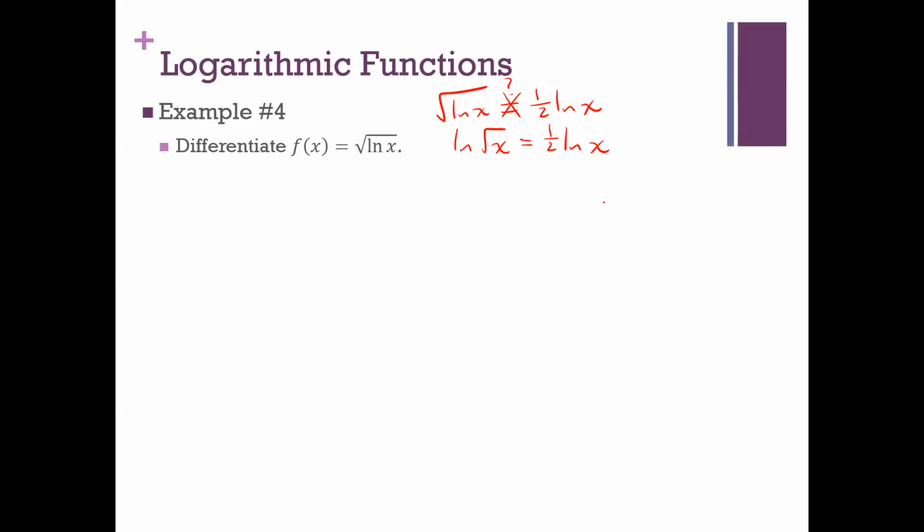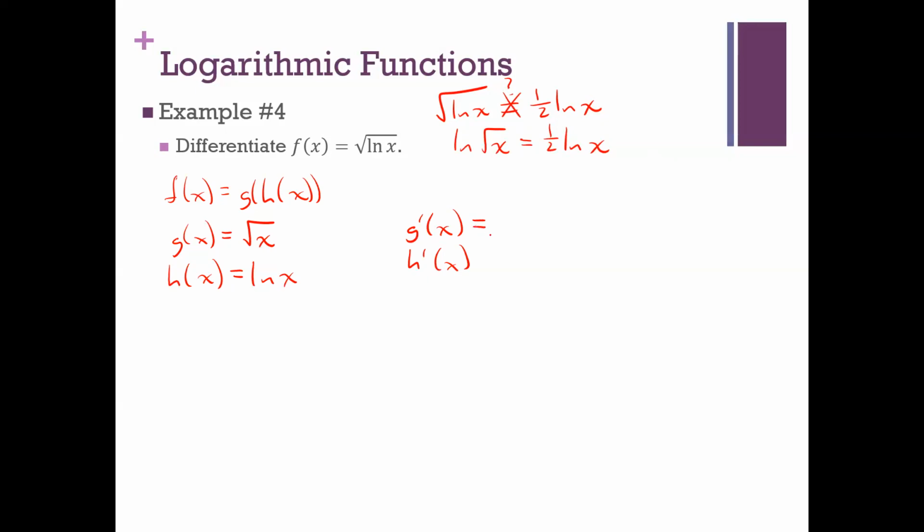So now that we're on the same page there, how can we handle the derivative of the square root of natural log of x? Chain rule again. So often. So I want f of x to be g composed with h again. Talk about g and h. What's g going to be? This time the natural log is going to be the inner function. So g prime of x will be something, h prime of x. What is g prime?